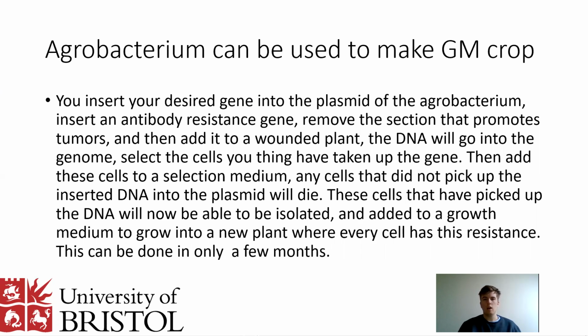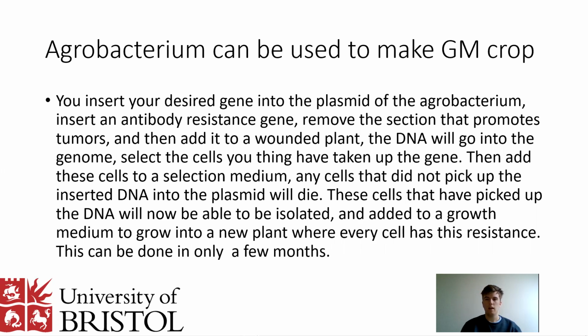Then you add these cells to a selection medium. So any cells that do not pick up the inserted DNA from the plasmid will then die. So you've added an antibiotic resistance gene into the same section of DNA that you have your desired gene. So if any of the plants haven't picked up the desired gene, they also wouldn't have picked up the antibiotic resistance gene. So they will die when you add them to the selection medium.